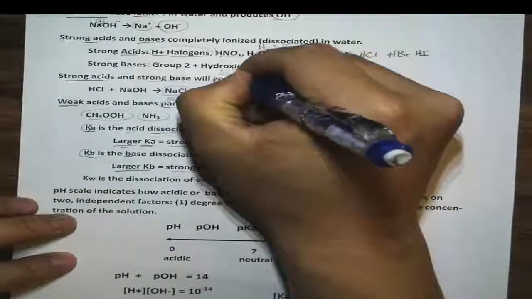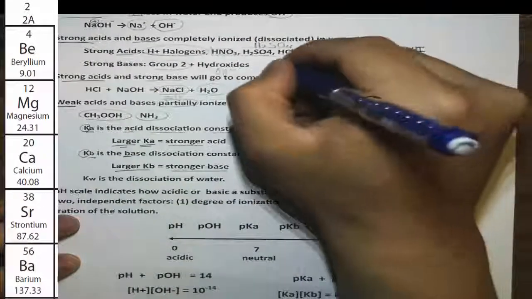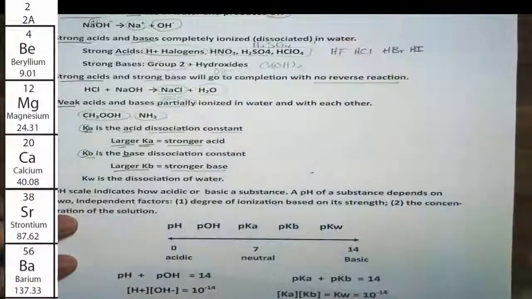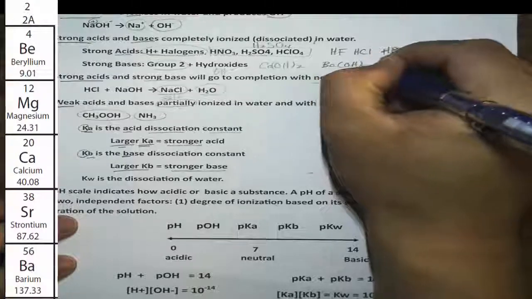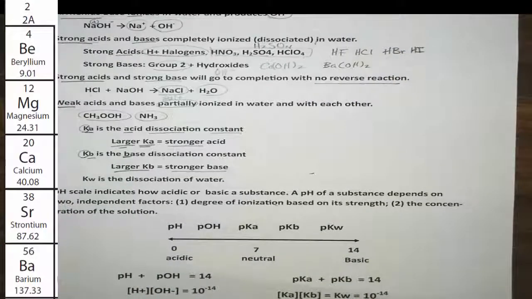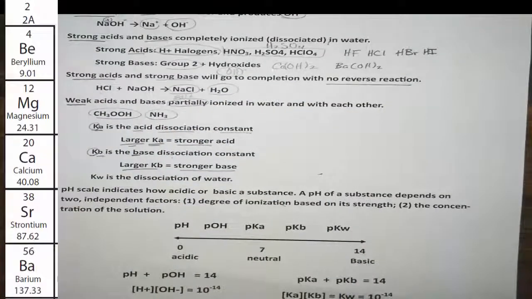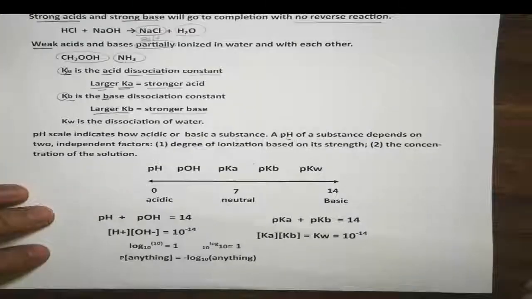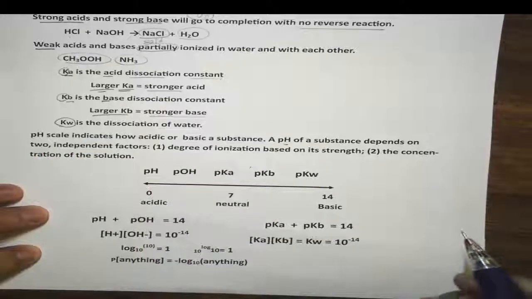And remember, hydroxide is OH minus, right? And group 2, what's in group 2? For instance, calcium, OH minus. And of course, there you go, barium hydroxide, OH minus. All those are strong bases. So that's why we have the hydroxide right there. And for the weak acids and bases, there's a bunch of them. So just remember the strong ones. If they're not strong, then they are weak. Now, we also have a new term called KW.